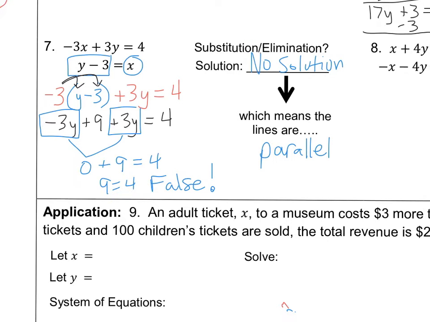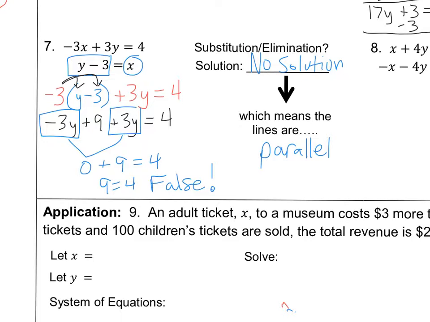Okay, so number 7, when we started, I went ahead and chose substitution because I already had an x equals isolated all by itself. And when I did all of my substitution, I found that I had two like terms to combine of a -3y and a positive 3y. They canceled out, leaving me with 9 equals 4, which is false. So as we discussed, that gives us no solution, but tying this back into 2 days ago when we were looking at the different solutions for systems of equations, when you had no solution, that meant the lines were never going to touch. That means those lines are parallel.